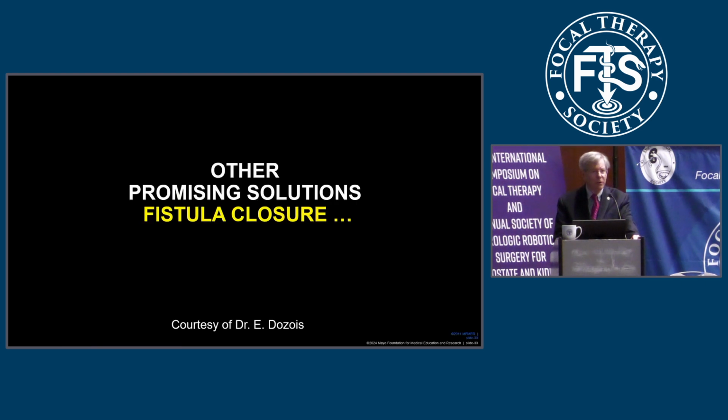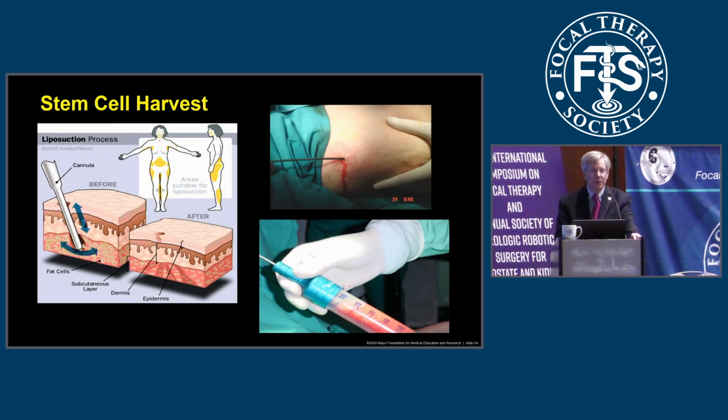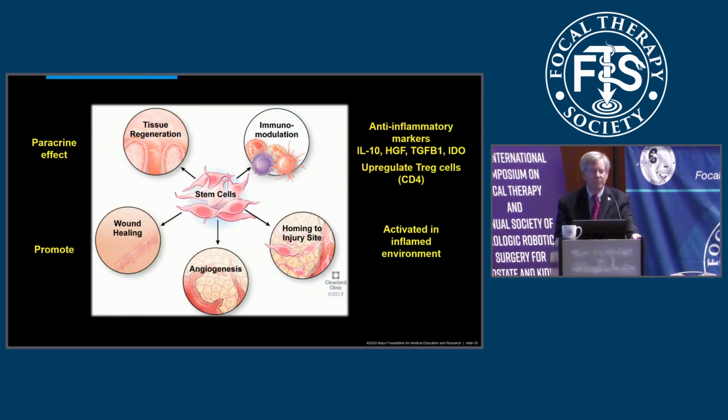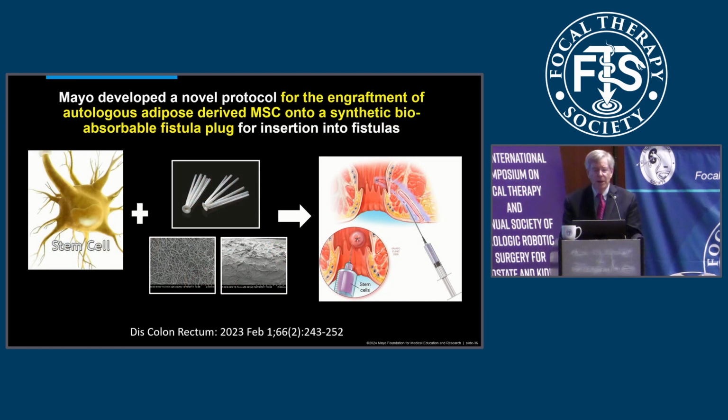There are other promising solutions that we're bringing in from our colorectal colleagues, and this is harvesting stem cells, enhancing them, growing them, using that paracrine effect, promoting healing in the activated inflamed environment. You can get a tremendous pool of stem cells that you can load onto bioabsorbable fistula plugs and plug these into the spaces to make that space close off. And they've had some great successes in colorectal surgery.